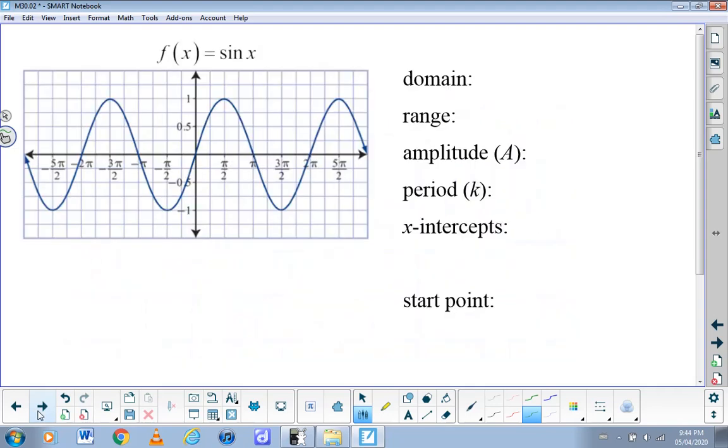Now, we're asked to write out what the domain, range, amplitude, period, x-intercepts, and start point are. Some of this you should be able to do already, and the rest of it is basically new terminology. The domain we can see is x is any real number. And if I want to get really fancy, I can use that notation, which says x is an element of all real numbers.